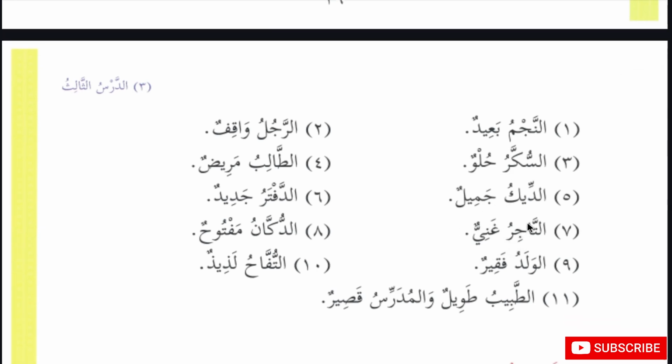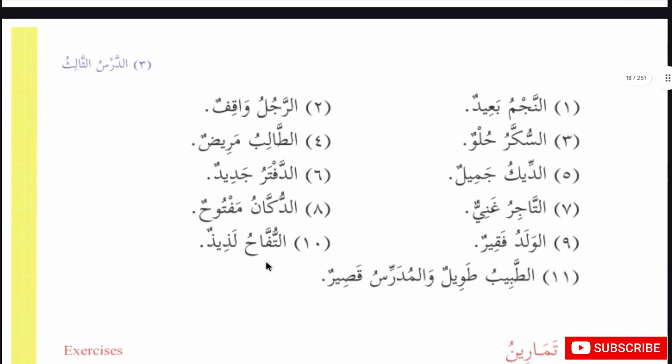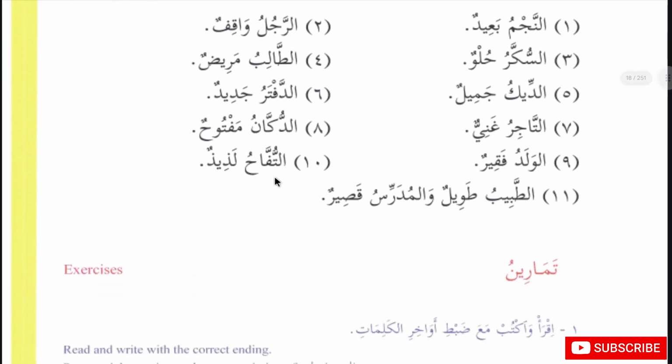At-tajir ghani, the merchant is rich. Al-walad faqir, the boy is poor. At-tabib tawil, the doctor is tall. Wal-mudarris qasir, and the teacher is short. Ar-rajul waqif, the man is standing. At-talib marid, the student is sick. Ad-daftar jadid, the notebook or the file is new. Ad-dukkan maftuh, the store is open. At-tuffah ladhidh, the apple is delicious. Apple or apples?